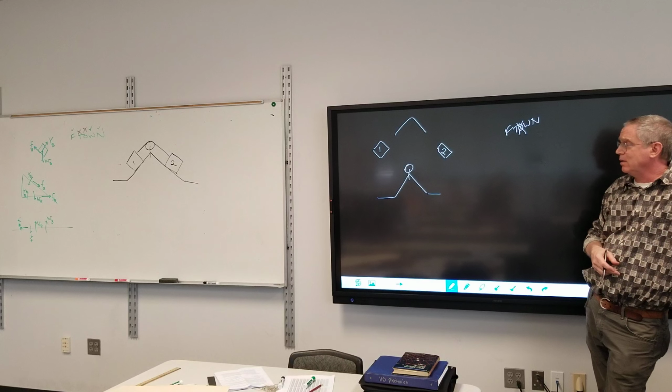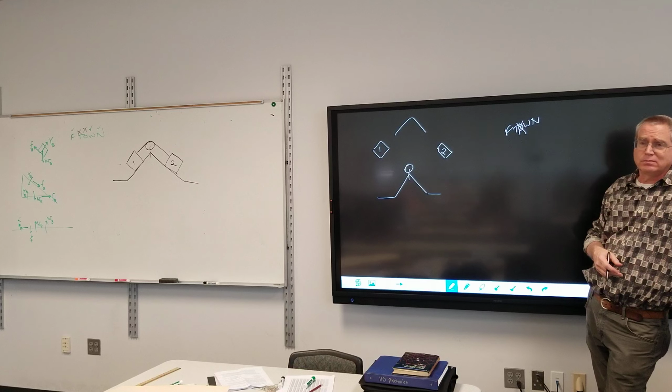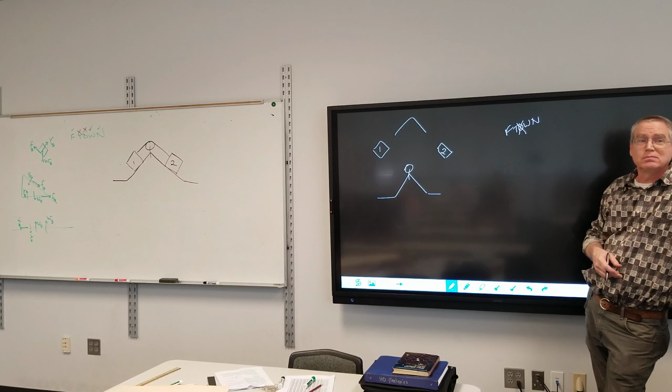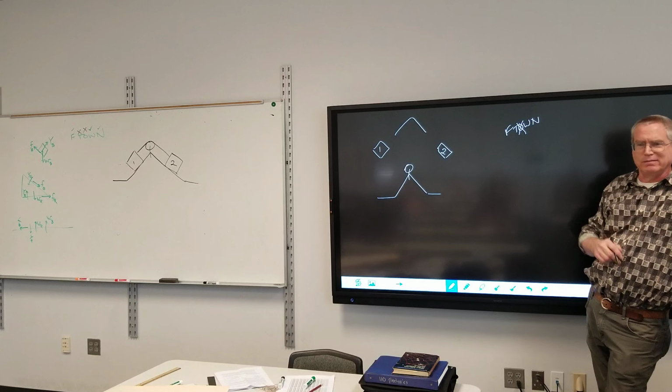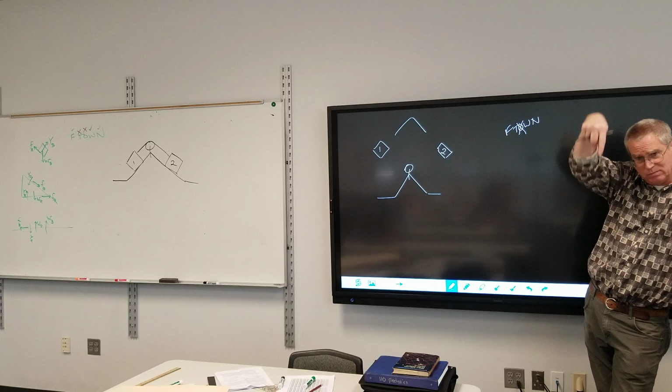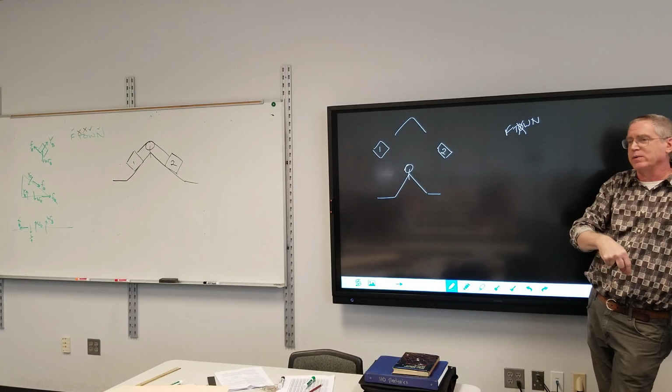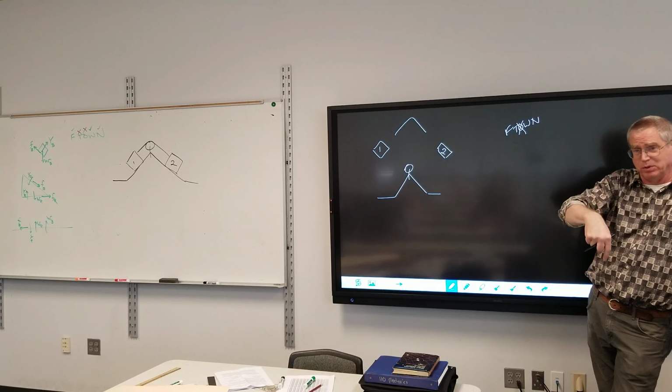Which way does weight act on mass 1? Down to the left and down to the right. No, you went too far. Down to the ground. Weight is acting down. Weight always acts down. Down is defined by the direction weight is pulling on an object.